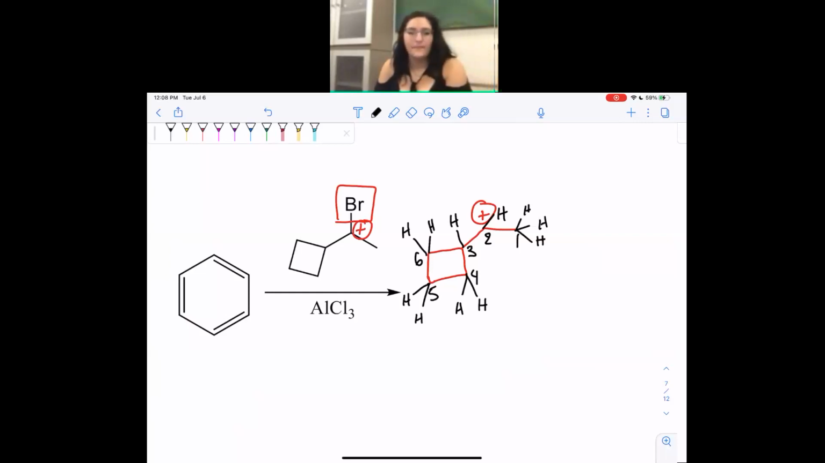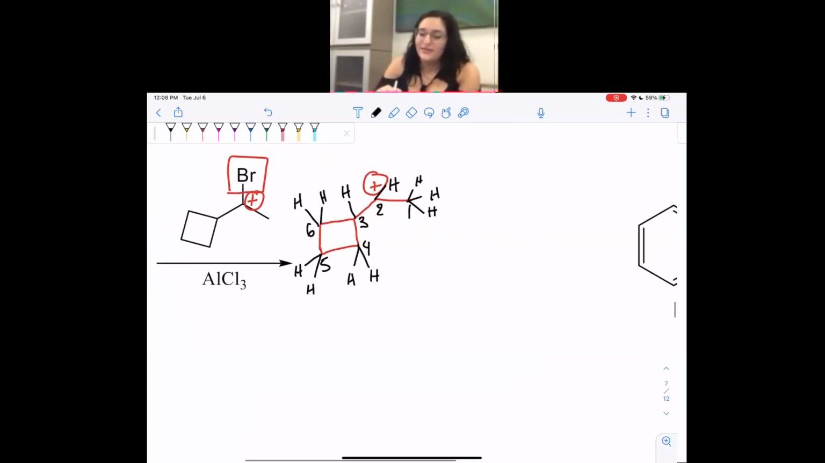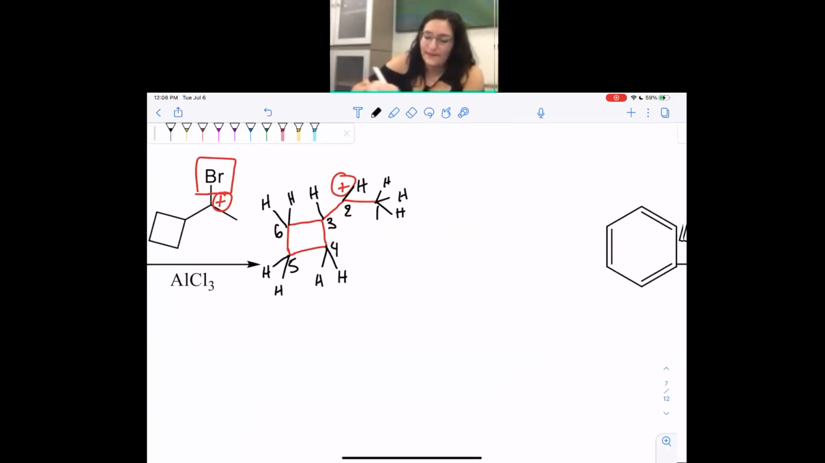Ta-da. I know it looks messy, but I'll draw it again on the side. We're essentially going to take this carbon and attach it to here and form a 5-membered ring. So we also have to break this bond.